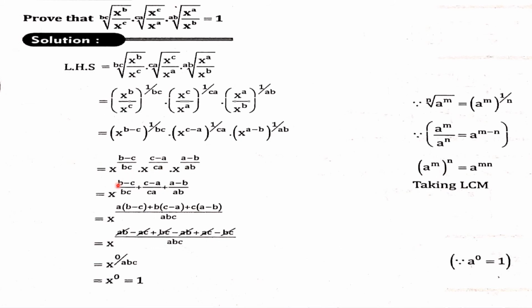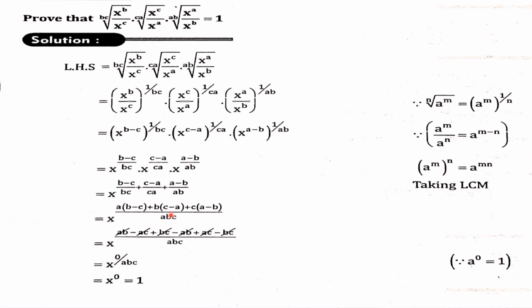Once again x is the common thing for all. So x to the power, add everything which is there in the powers: b minus c divided by bc plus c minus a divided by ca plus a minus b divided by ab. So x to the power, take the LCM. So bc, ca and ab, abc will become the LCM. So here you have bc, eliminate this bc, and for the first one, a into b minus c. Here c minus a is there, so b is not there, so b into c minus a, plus a minus b is there, c is not there, so plus c into a minus b.